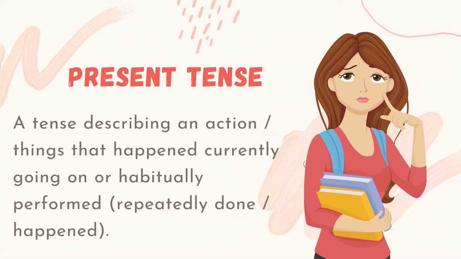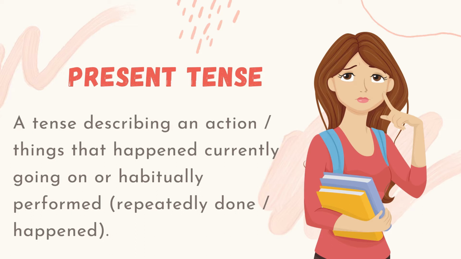In the previous lesson, we have learned that present tense is a tense describing an action, tindakan, or things, perkara, that happen currently going on or habitually performed. It means that it is repeatedly done or happen. Sesuatu yang kerap terjadi atau sesuatu yang awak kerap lakukan.